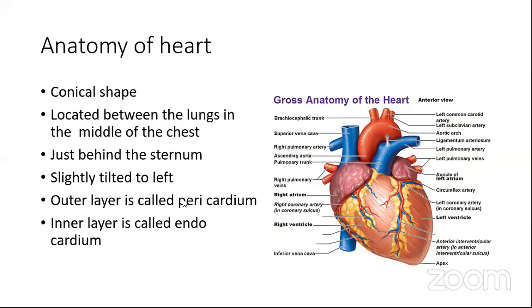Right. The heart is made up of layers. The outer layer is called the pericardium. The inner layer is called the endocardium. The middle layer, the heart muscle, is called the myocardium.